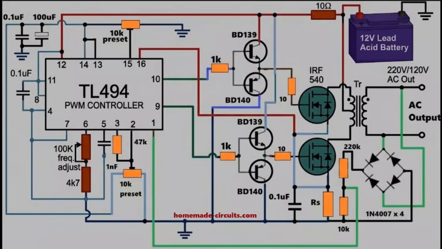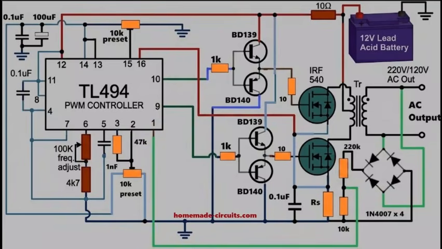Next comes the automatic voltage regulation feedback system. Pins 1 and 2 belong to the first internal error amplifier of the TL494. Pin 1 is the inverting input, and pin 2 is the non-inverting input. The AC output from the transformer is sampled through a feedback network consisting of a bridge rectifier, a 220K resistor, and a 10K resistor, which converts the transformer AC output into a proportional DC feedback voltage. That DC voltage is then fed to pin 1 of the TL494.